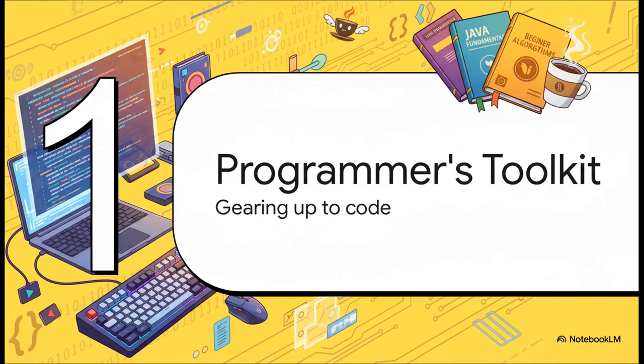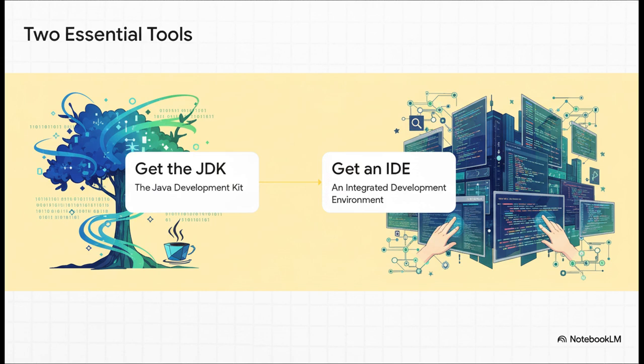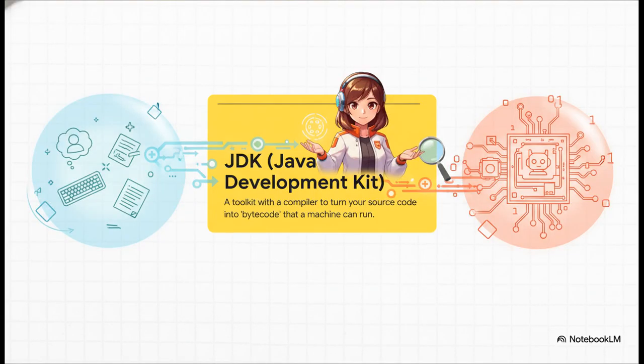All right, first things first. Every programmer, and I mean every programmer, needs a couple of essential tools to even get started. So to get started coding in Java, you really only need 2 things, something called a JDK and another thing called an IDE. Okay, so what on earth is a JDK? Well, think of it like your own personal translator. It takes the code you write, the stuff that looks kind of like English, and turns it into a language the machine can actually understand and execute.